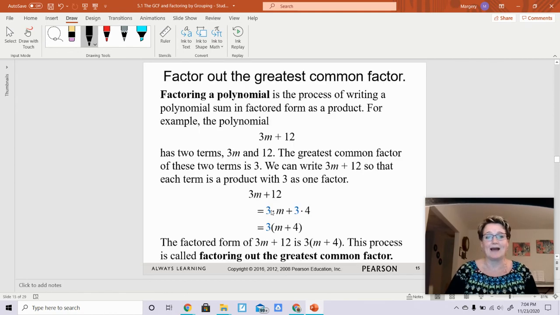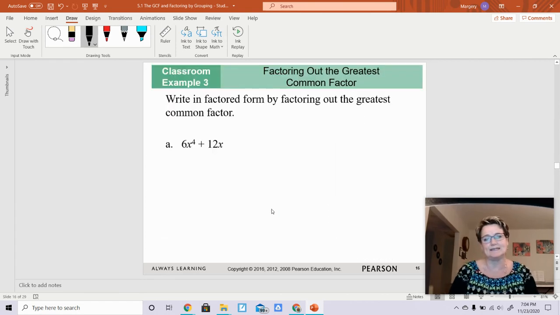Now we're going to factor out a common number. I would love it if you guys read through that, please, and let's just go ahead and do the examples. What I'm looking at is the 6x to the 4th and the 12x. I know that they both share a 6. I know that they both share an x. So what I'm going to do is I'm going to factor that out. Factoring is just a reversal of the distributive property. I'm going to ask myself, 6x times what gives me 6x to the 4th? Well, x to the 3rd.